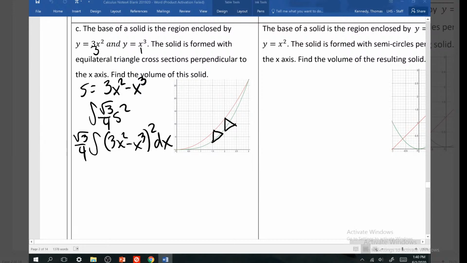My bounds are where my x goes from, since using y would be a pain in the butt because it goes from 0 to 27. But the x's only go from 0 to 3. So this is the integral from 0 to 3.